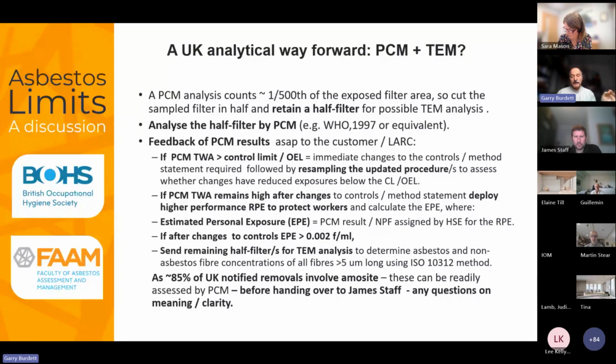If after your changes it remains high, perhaps we should go to higher performance respiratory protection. If you can't control it, you need better respiratory protection. And then after we've done that, we can work out the estimated personal exposure, which is the PCM result, the initial one or the one after changing, over the protection factor of the RPE. And what I'm saying is we can comply with the directive if we do that. The new changes in the directive are that if the estimated personal exposure is greater than 0.002 fibers per ml, you can say that we've broken the OEL if we wanted to.